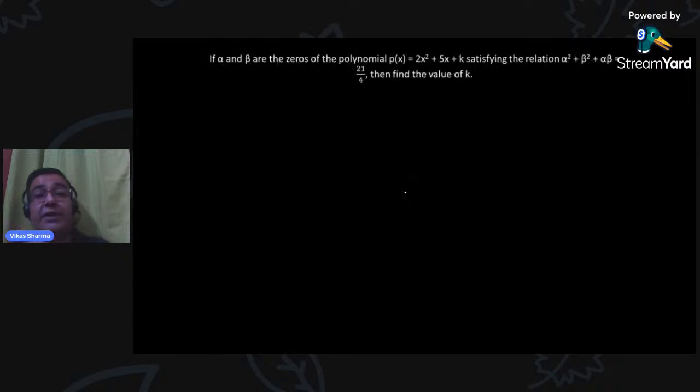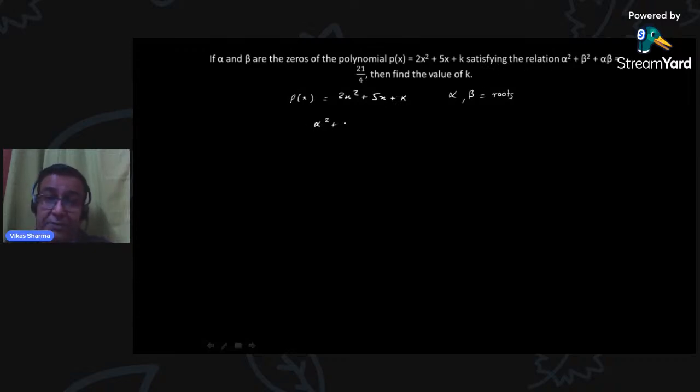If alpha and beta are the zeros of the polynomial, let me write the polynomial: p of x should be equal to 2x square plus 5x plus k. And alpha and beta are the roots. I have already written what is given to me. The roots satisfy the equation alpha square plus beta square plus alpha beta is equal to 21 by 4. We have to find the value of k.